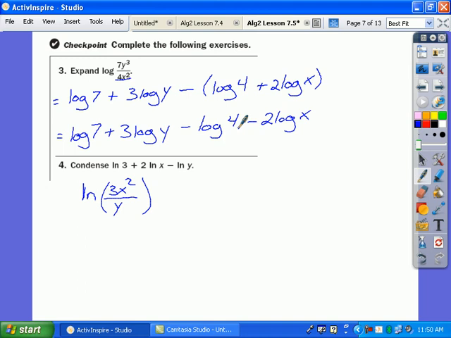All right, down here, this goes pretty straightforward. This 2 comes back up as an exponent for the x. So I get ln of 3 times x squared divided by y.